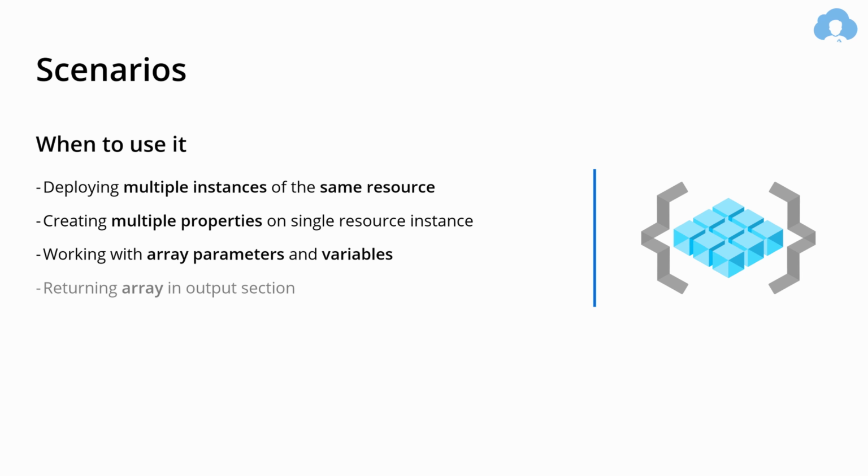So what scenarios are they used for? Well, pretty much anything whenever you want to create multiple instances of the same resource, or you want to create anything that works on an array. So those can be parameters, variables, returning array outputs in a section, or creating multiple properties on some sort of resource, like network security groups or application settings for the web application.